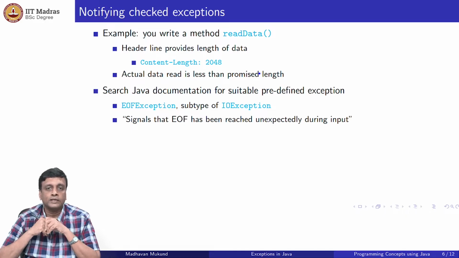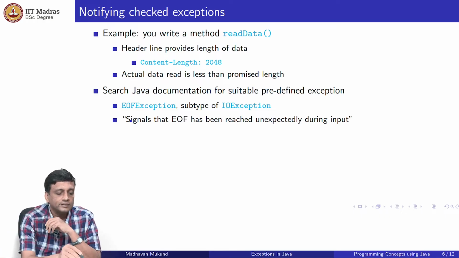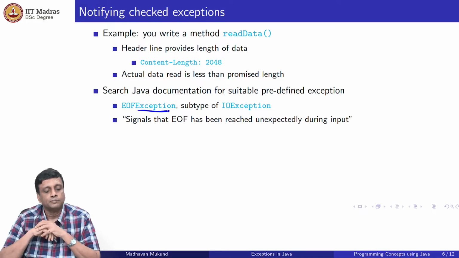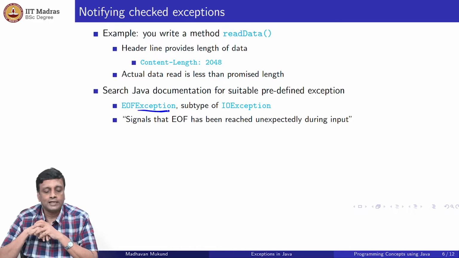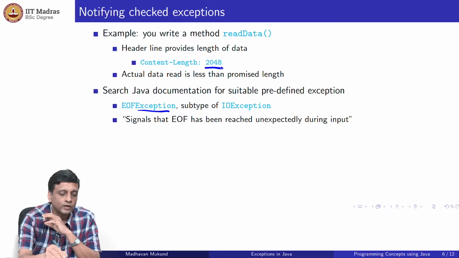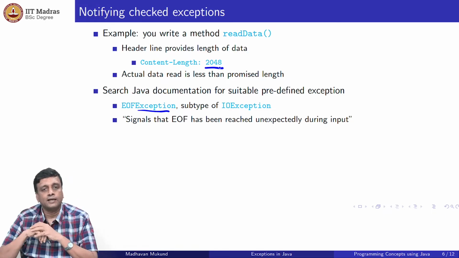So the first thing is what type of error to throw, right. So the simplest thing is to try and throw an error which is already present in the Java library of exceptions. So if you search through the Java documentation, then you find that there is an exception called end of file exception, EOF exception, right, and this is a subtype of this IO exception that we talked about in the previous example. So what does an EOF exception do? According to the Java documentation, it signals that end of file has been reached unexpectedly during the input, which is pretty much what has happened here, because you were looking for 2048 bytes and you unexpectedly discovered the end of the input before that. So this seems like a reasonable thing to do, to throw this exception.